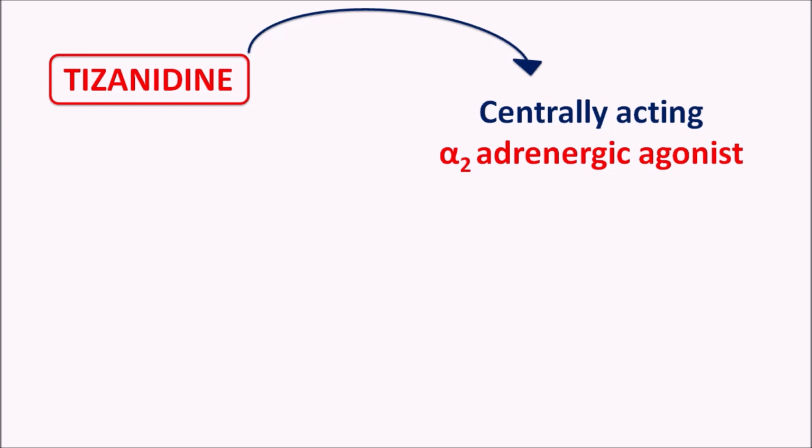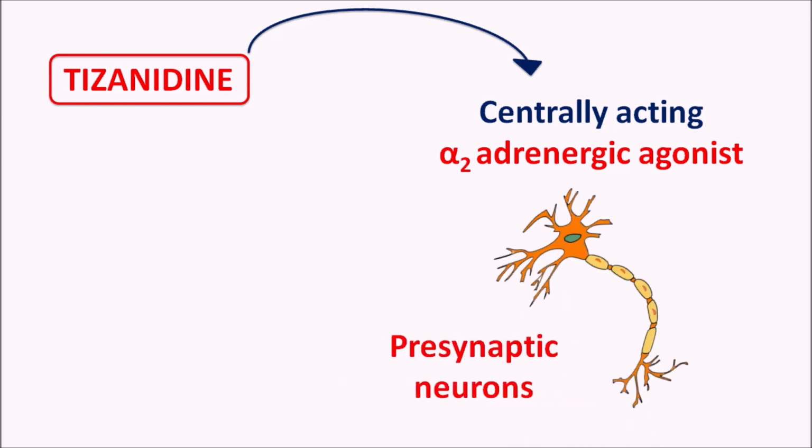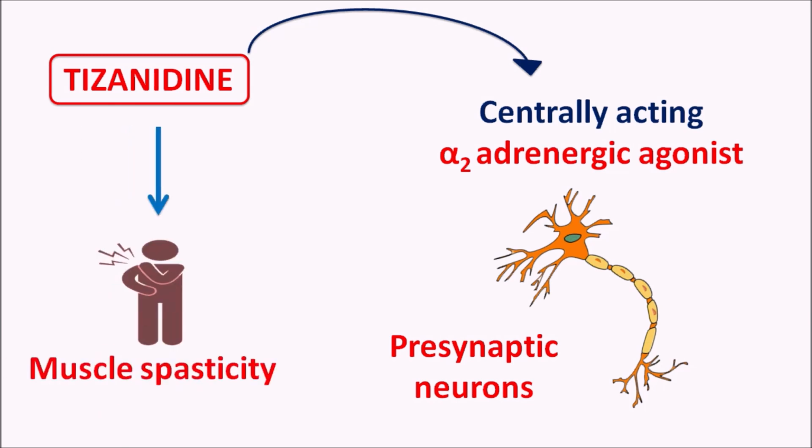This drug acts on the presynaptic motor neurons as an agonist, and it inhibits the release of neurotransmitters such as glutamate. Thereby, it can reduce the motor neuron activity. That's why Tizanidine is used in muscle spasticity, particularly spasticity associated with brain injury or spinal cord injury. In such conditions, Tizanidine can be used, which acts centrally to control the motor activity.